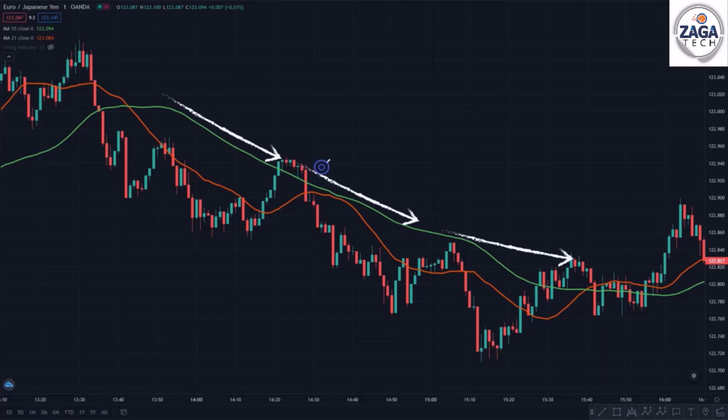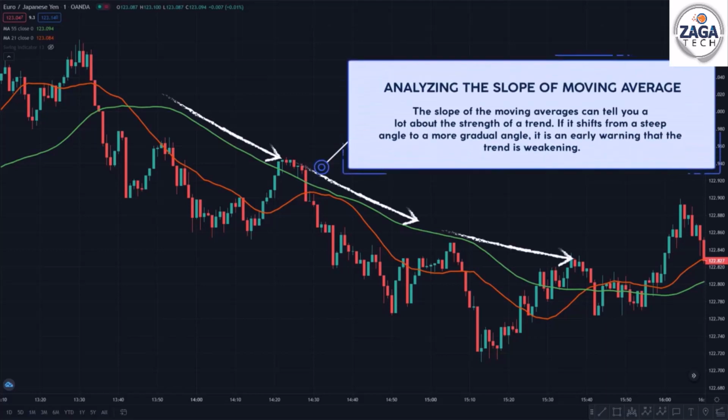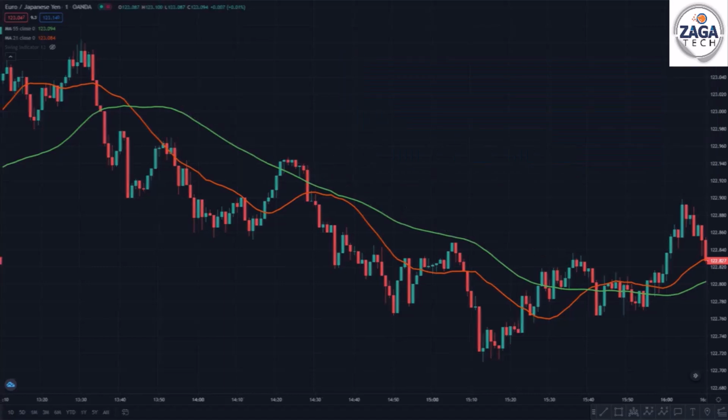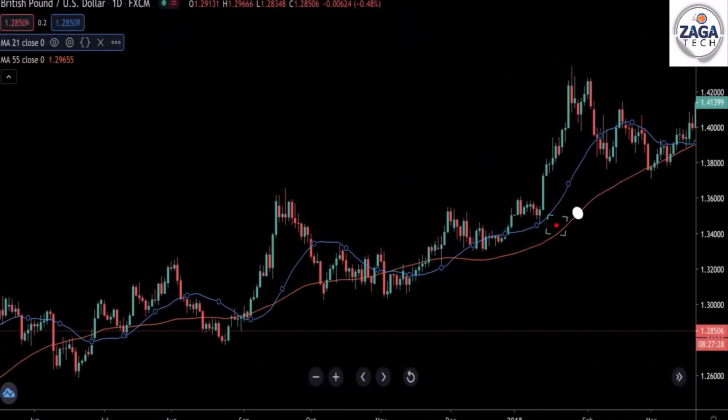The slope of the moving averages can tell you a lot about the strength of a trend. If it shifts from a steep angle to a more gradual angle, it is an early warning that the trend is weakening. Remember that this is not a perfect strategy and you will encounter losing trades. Just make sure to manage your risk well and backtest this strategy thoroughly. Here are more examples of valid trades.